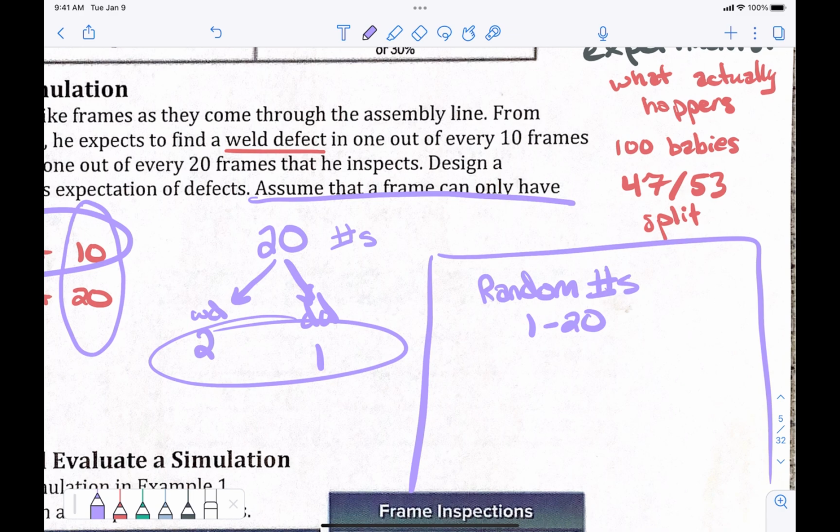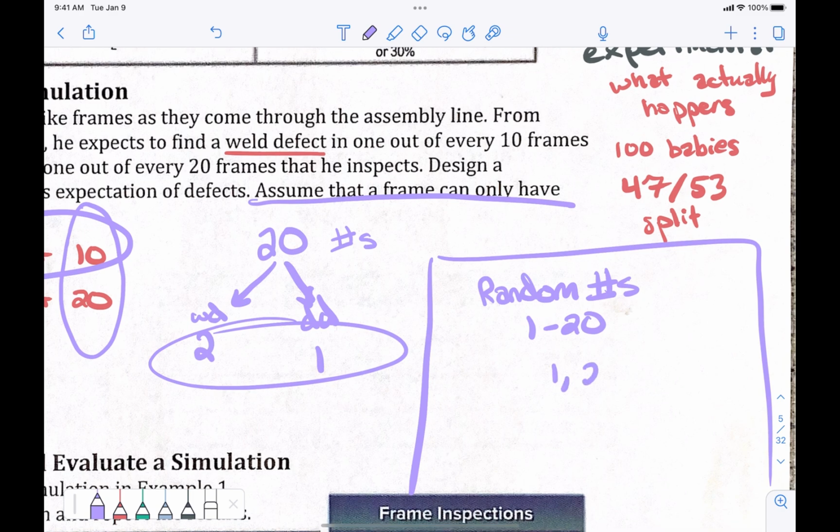If I end up drawing the number 1 or the number 2, that's going to reflect a weld defect, right? If I draw the number 3, that's going to reflect a design defect. What happens if I draw a 4, a 5, a 6, a 7, an 8, a 9, a 10, all the way through 20? What does that mean? All of those are nothing wrong with them. They're good to go, right?